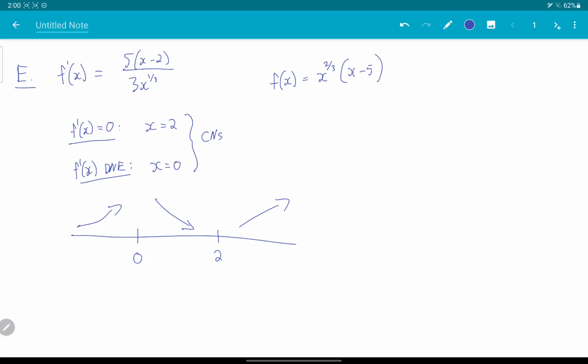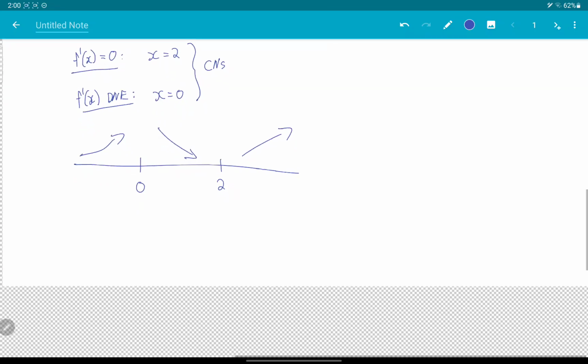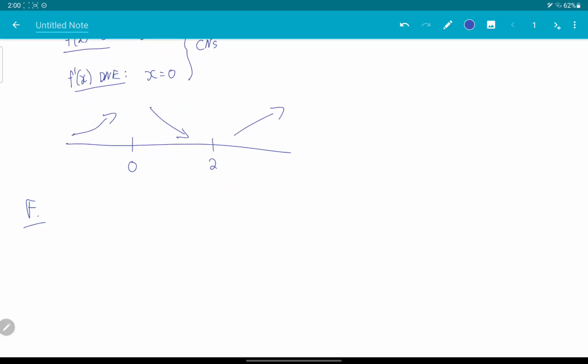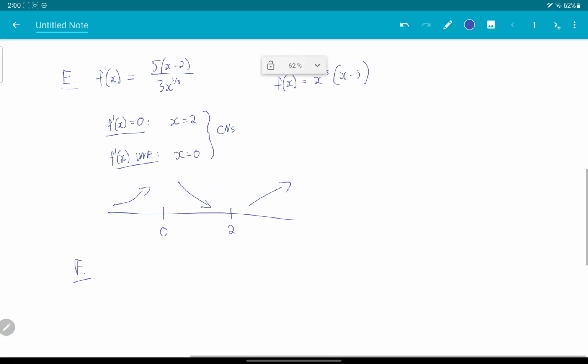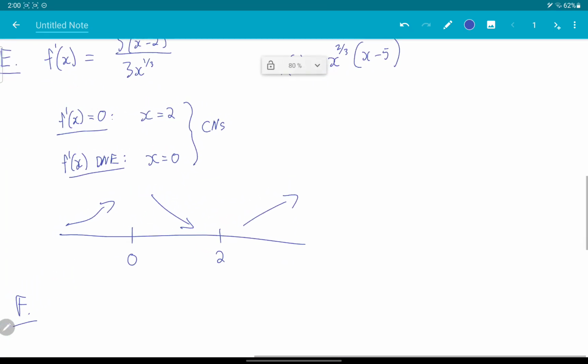So now we move on to local max and local min values. And we have 0 and 2 to be concerned with. There's my function. F of 0 is 0 from here. So local max or min? Looking here, I can see it's a max. Local max at 0, 0.